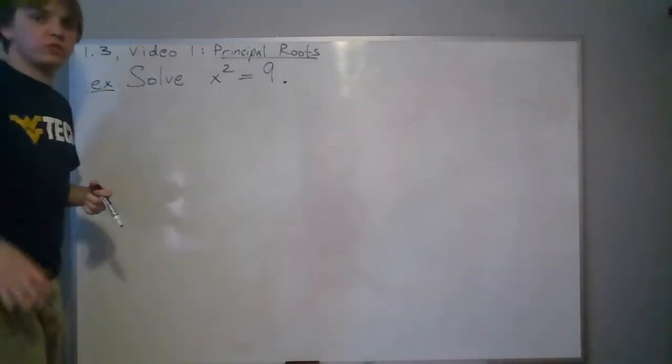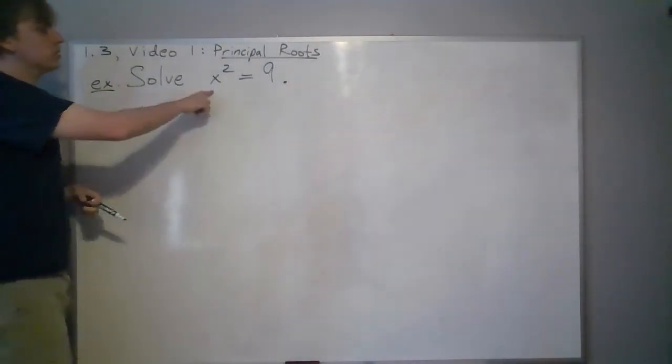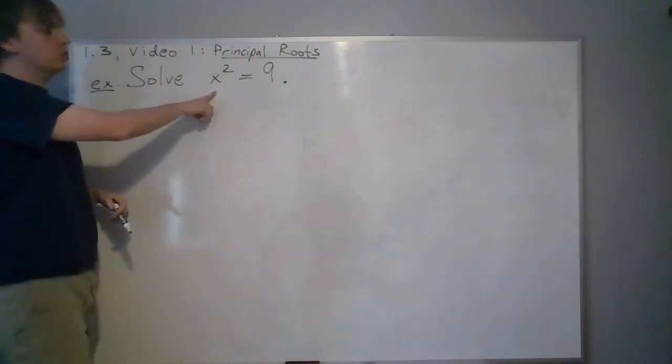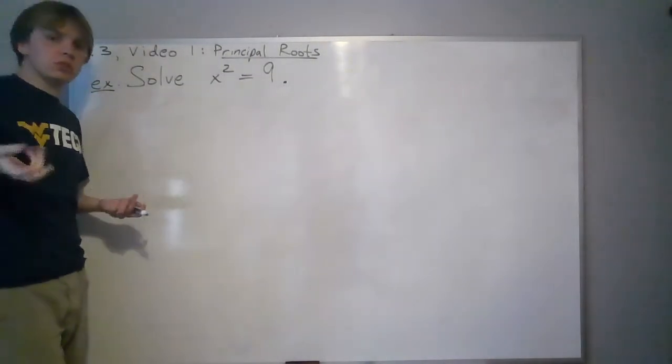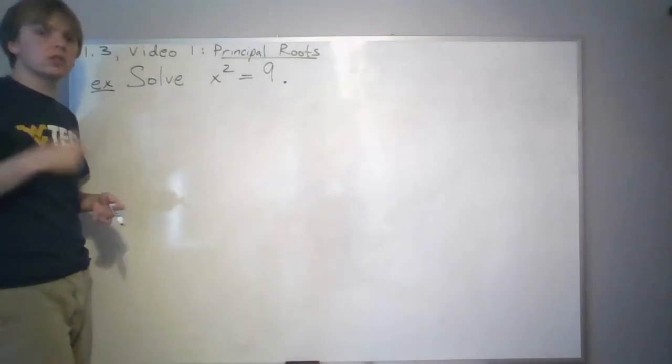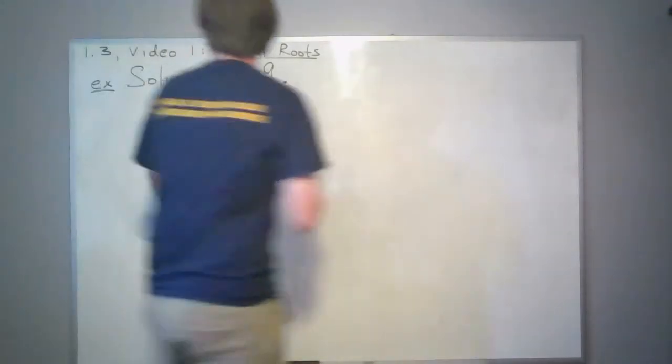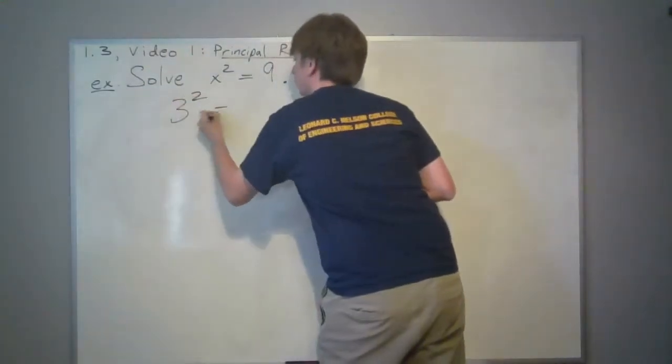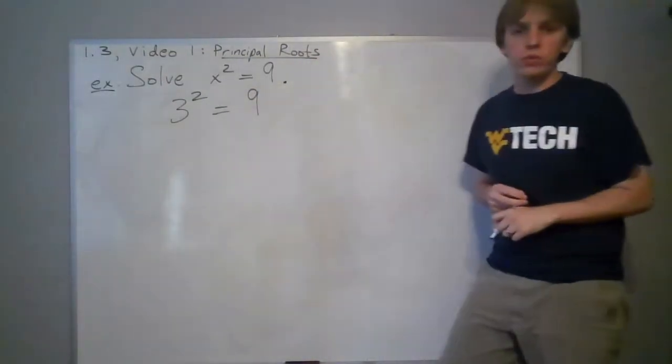Okay, let's start off this video by looking at this problem. Solve x squared equals 9. So we're looking for a number whose square is equal to 9. And it turns out there's actually two possible answers. One is 3. 3 squared is equal to 9. So x equals 3 would be one answer.